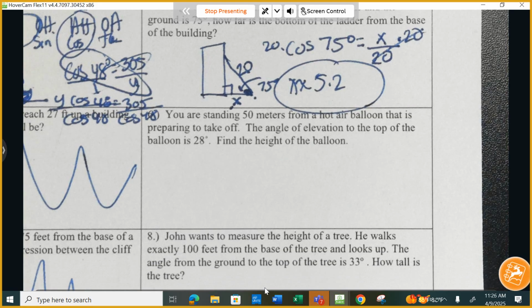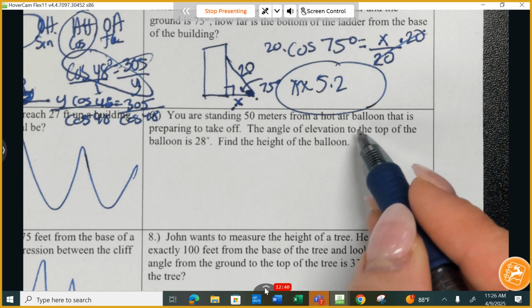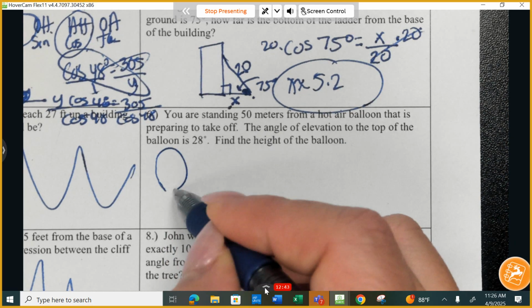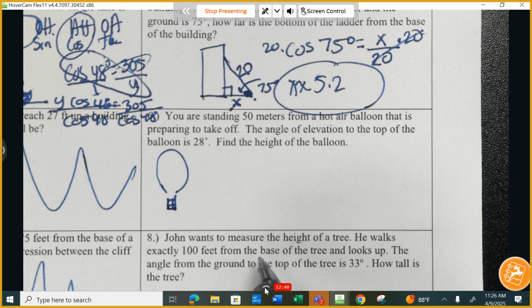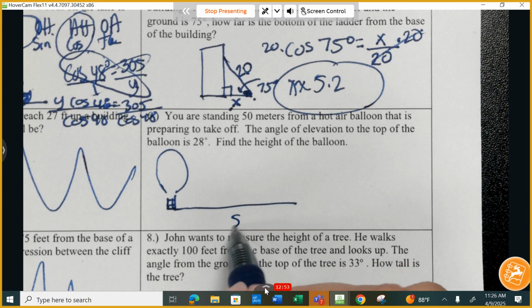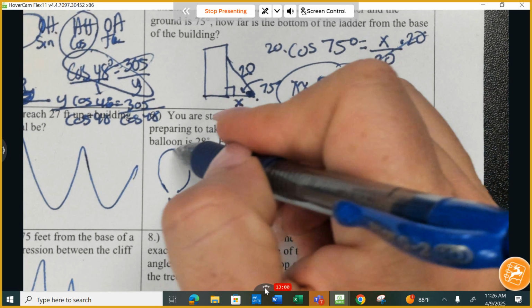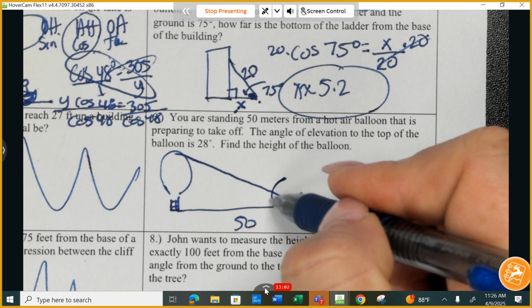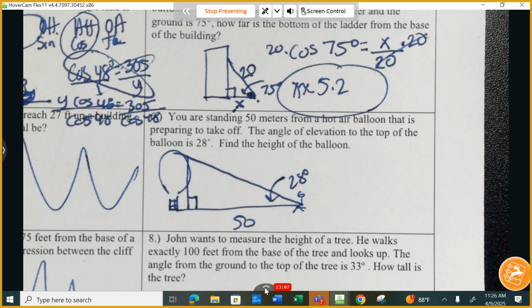Let's take a look right now at number 6. Thank you for your focus. Okay. My weakness is drawing, so there's my hot air balloon. It says you are standing 50 meters from a hot air balloon. So let's go. 50 meters away. There you are. It's getting ready to take off. The angle of elevation to the top of the balloon is 28 degrees.